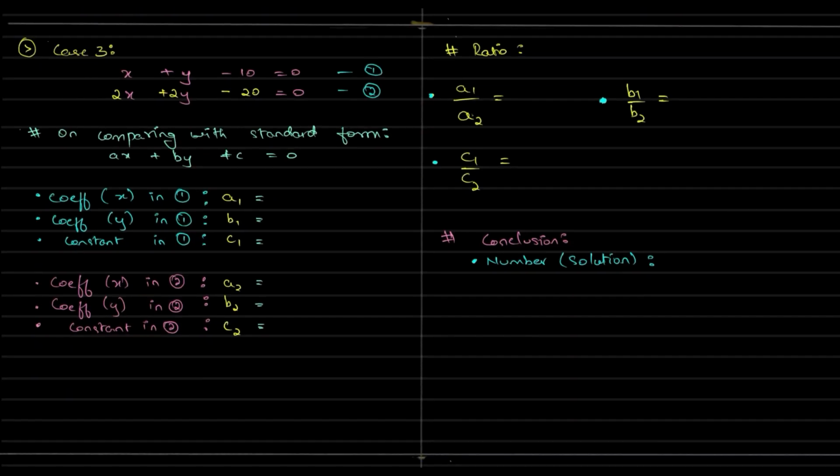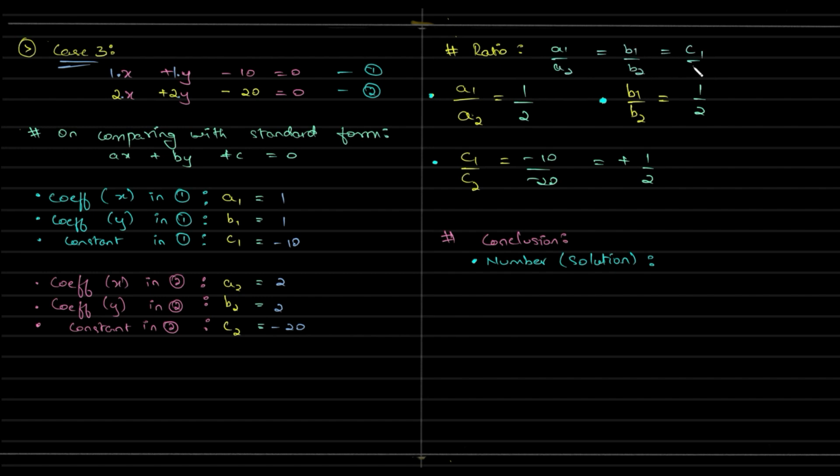The last case is when all the ratios are equal. So let's have a look at that. I have the first equation 1x plus 1y minus 10 equal to 0, and 2x plus 2y minus 20 equal to 0. So we have a1 as 1, b1 as 1, c1 as minus 10, a2 is 2, b2 is 2, and c2 is minus 20. So the ratios: a1 by a2 is 1 by 2, b1 by b2 is 1 by 2 again, and c1 by c2 is minus 10 by minus 20, which is plus 1 by 2. So you can clearly see the ratios are equal.